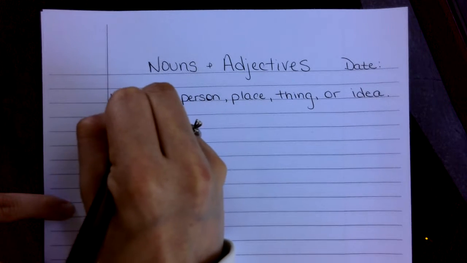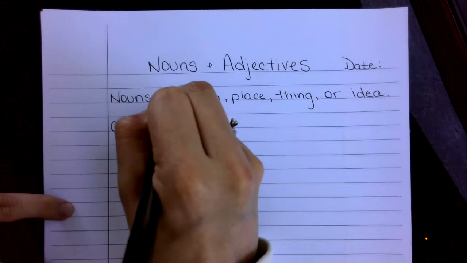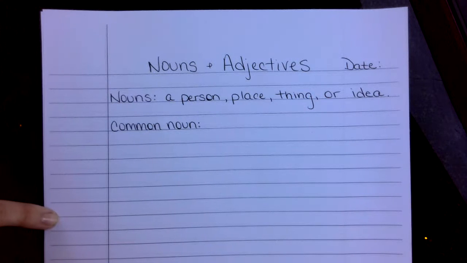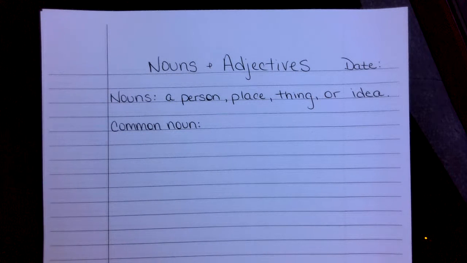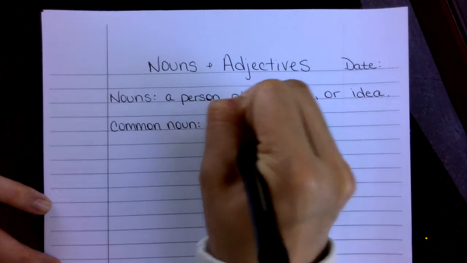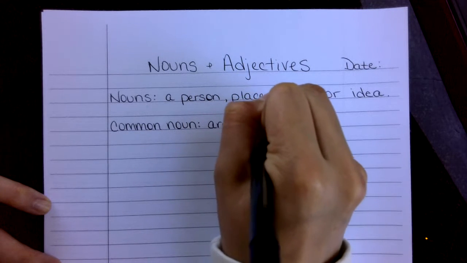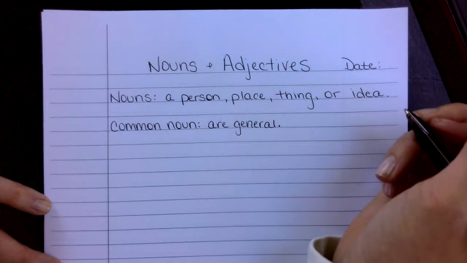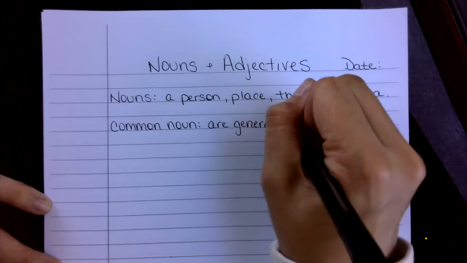First kind, common noun. A common noun is something that we use to refer to something in general, like dog. Instead of the specific name of your dog, we would just call them, oh, that's my dog. It's a general name. So a couple things about them is that they are general and they only get capitalized at the beginning of a sentence.